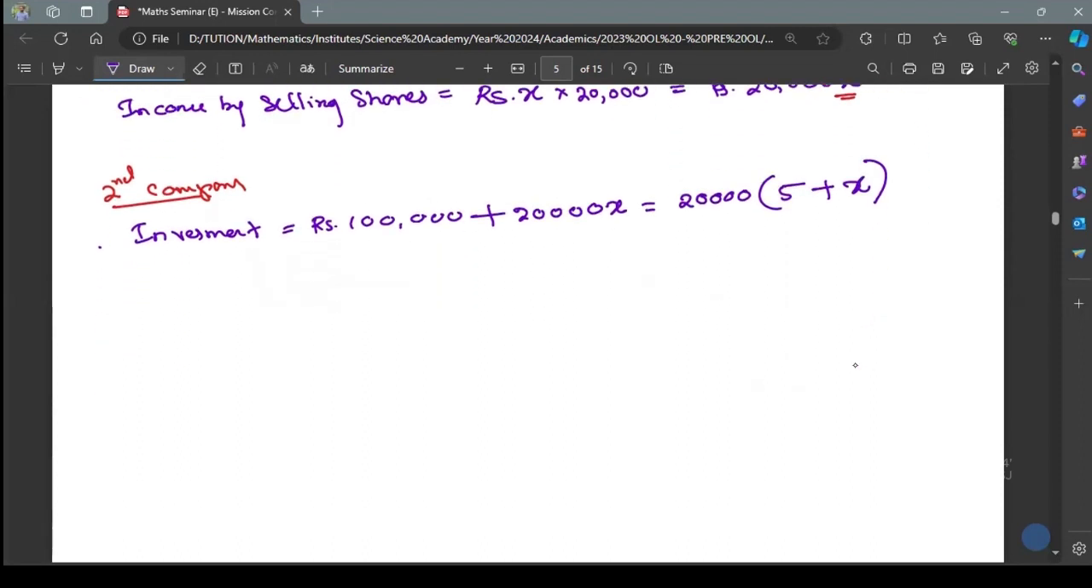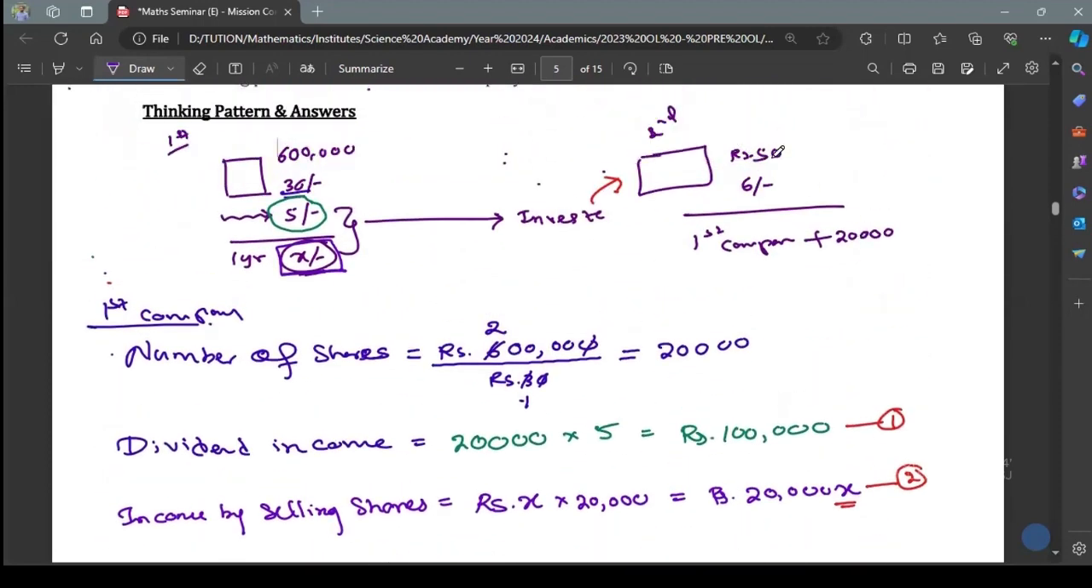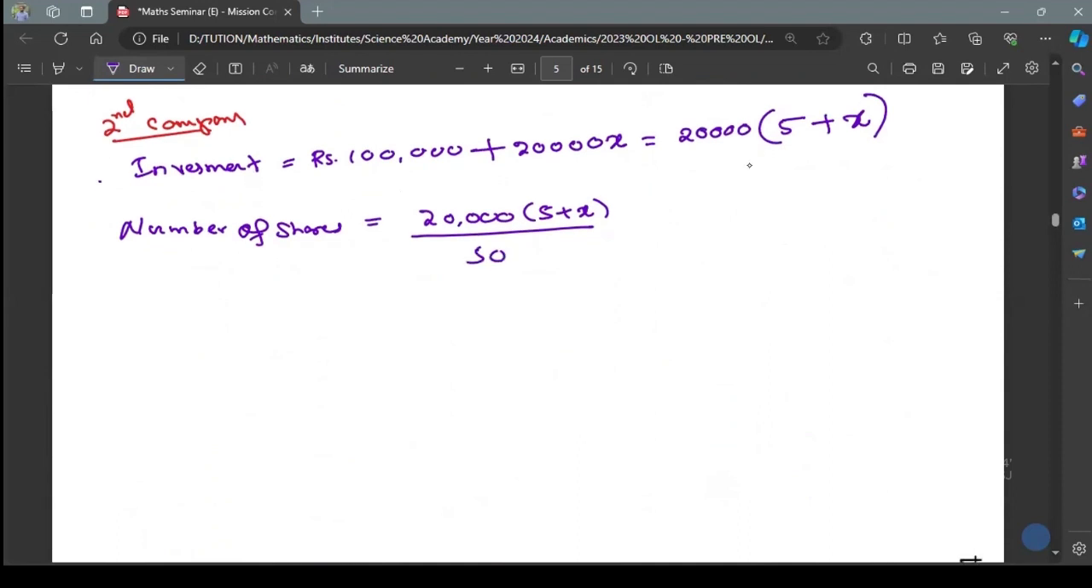Right. Now I'm going to calculate the number of shares he bought from the second company. How to calculate the number of shares, Puta? His investment divided by the price of a share. The price of a share in the second company is 50 rupees. So I'm going to divide this by 50 rupees. Simplify, 20,000 divided by 50, sorry, not 4,000, 400. 400 times X plus 5, you can write it as X plus 5 if you want. So this is the number of shares he has from the second company.